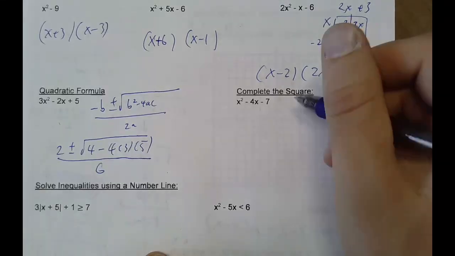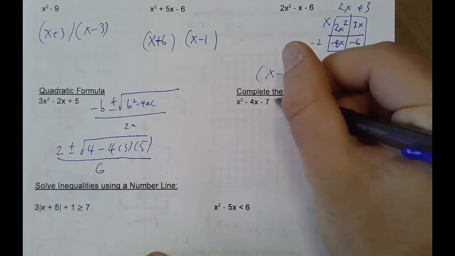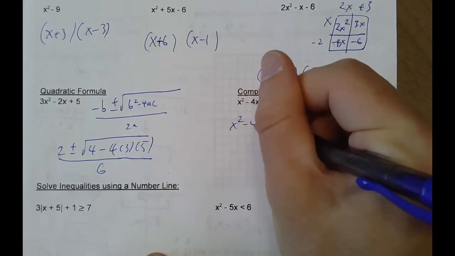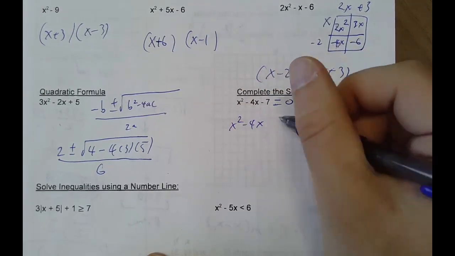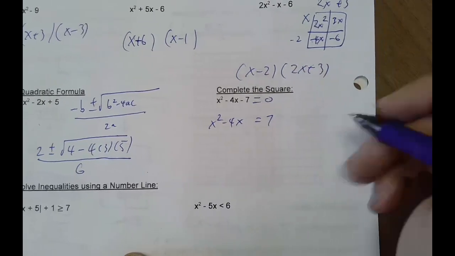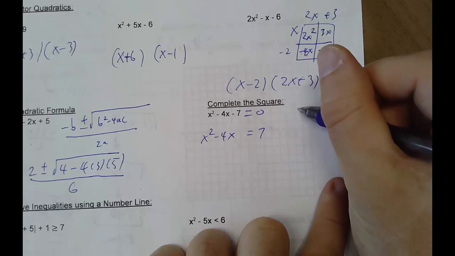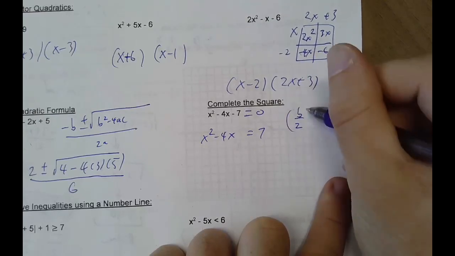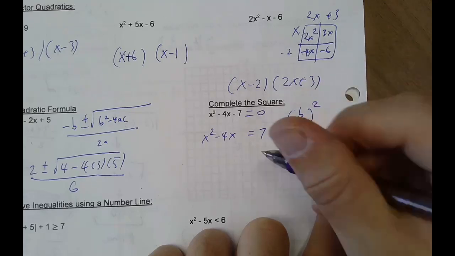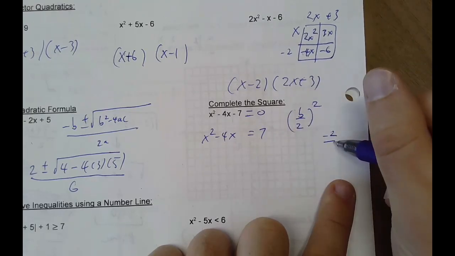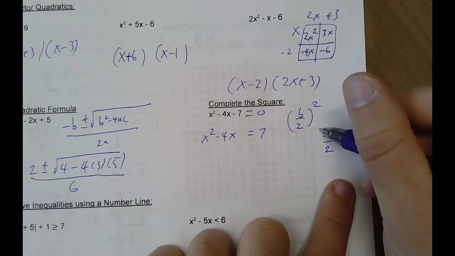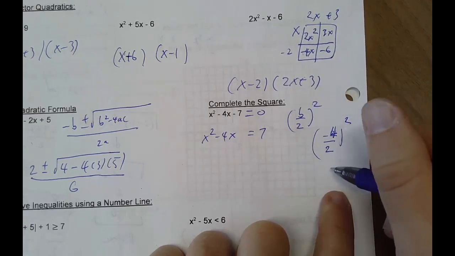Complete the square. When we complete the square, usually this would say equals 0, and so you get x squared minus 4x. You move that -7 to the other side, to make it 7. What you want to do is identify b over 2 squared. This is something you can put in your notes. So what is b over 2 squared? Well, it's -4 over 2, and we're going to square it. Negative 4 over 2 is just negative 2.